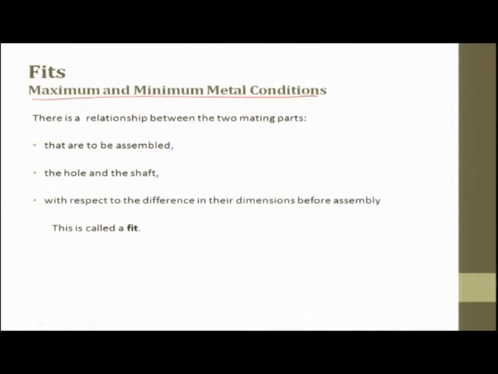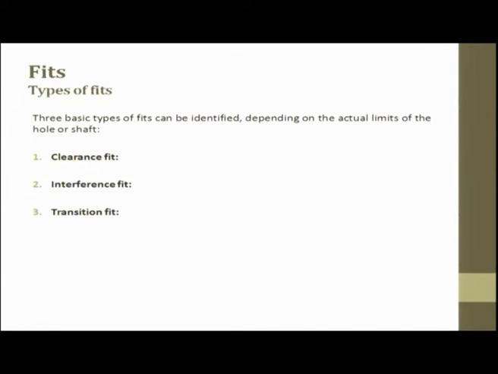In order to understand fits, we have already learned what is the maximum and minimum material condition. So, now let us move towards the next topic, which is called fits. There is a relationship between 2 mating parts that are to be assembled, for example a hole and a shaft. With respect to the difference in the dimensions before assembly, we call this fits. There are 3 different types of fits. One is called clearance fit, the other is called interference fit, the last one is called transition fit. Just go by the English meaning.